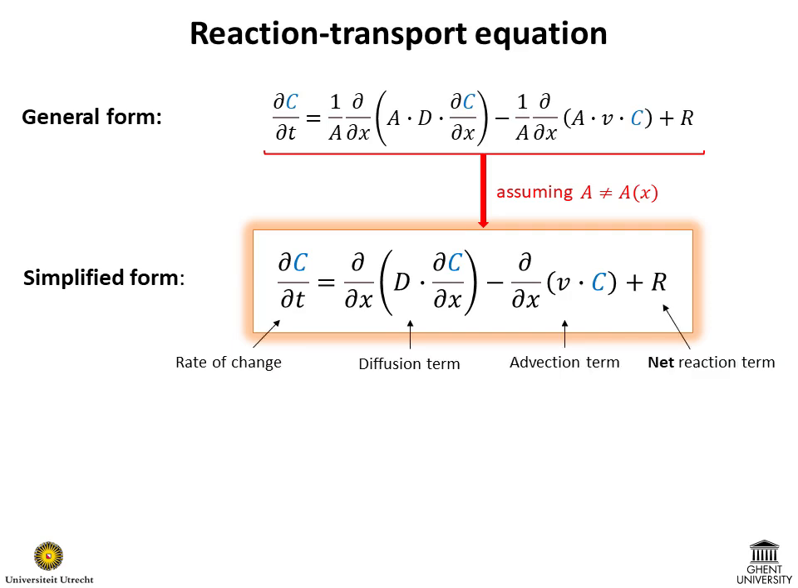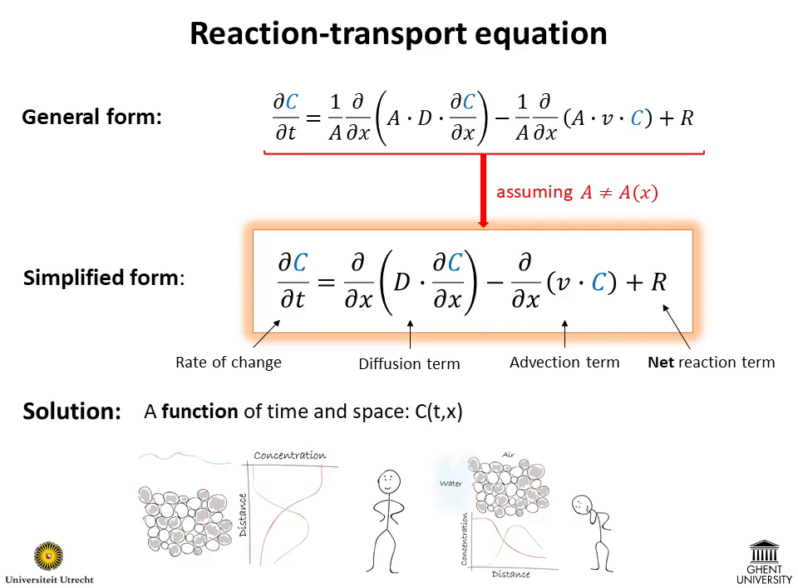We note that it is a second-order partial differential equation with four key terms: the rate of change of the concentration in time, the term due to diffusive transport, the term due to advective transport, and the net reaction term. The solution to this equation is a function of time and space. For example, it can be a function that describes how pore water concentrations of nutrients vary with depth in the sediment, or how concentrations of pollutants vary along an aquifer.